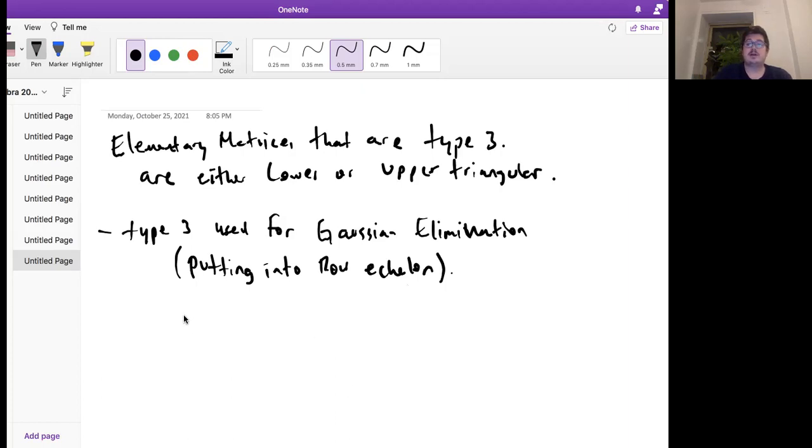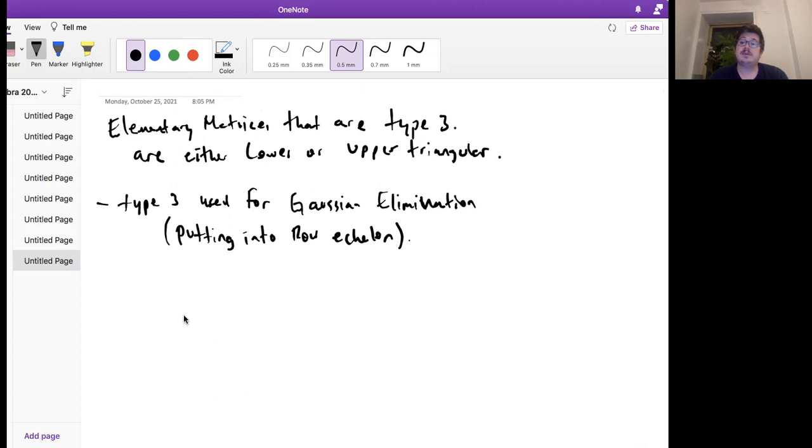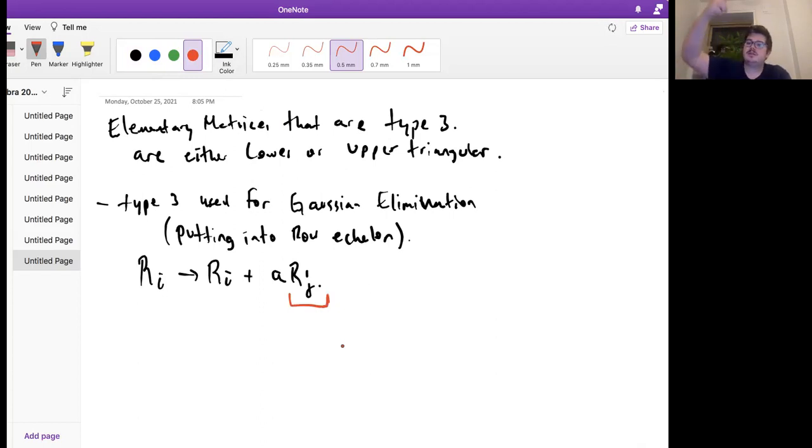So it's actually the other way around. They're going to be lower. So when you do row I to row I plus A row J, when you put something in row echelon form, what do you know about that pivoting row? Is that going to be closer to the top of the matrix or closer to the bottom of the matrix?